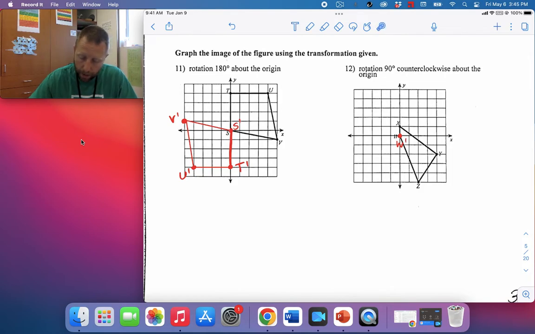But to go counterclockwise 90 degrees, here's X. Okay, counterclockwise is this way. So counterclockwise 90 degrees, it was on the y-axis, now it's on the x-axis. That's where X prime will go. So we can label that one X prime. Let's go with Y prime next. So here's Y. Counterclockwise again is this way. Okay. Well, if you notice, it's 2 spaces away from the x-axis. So if I spin it up here, it's got to be 2 spaces away from the y-axis. So that's where I'm going to put it.